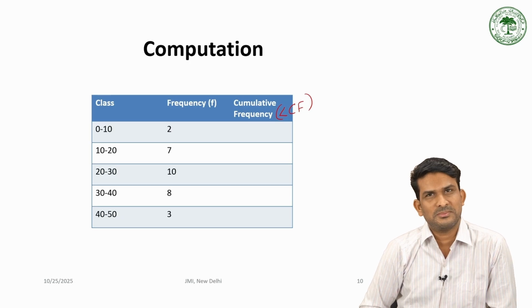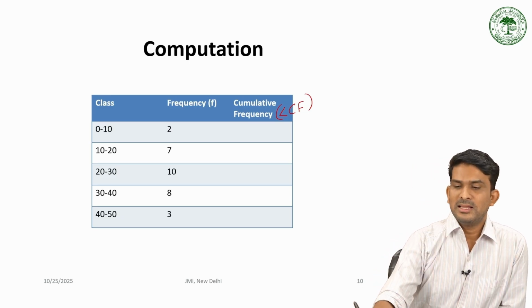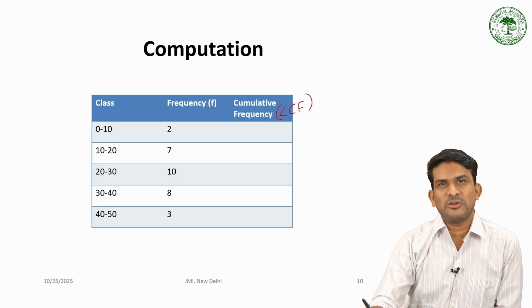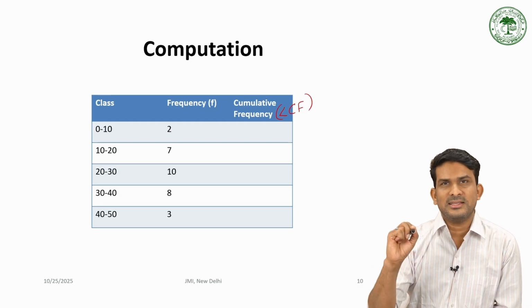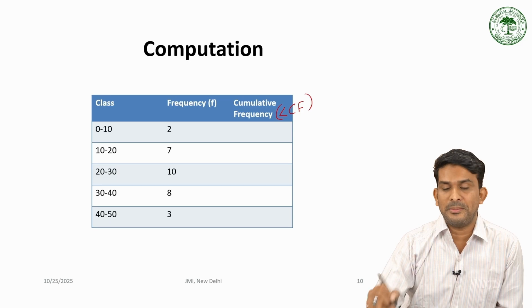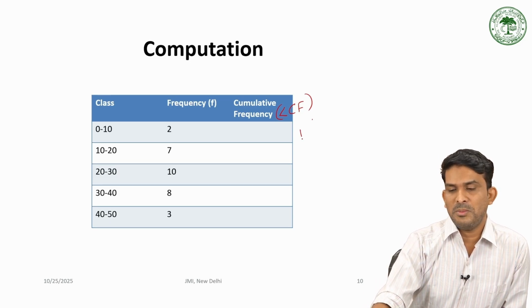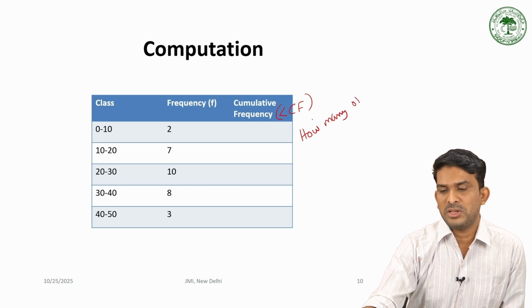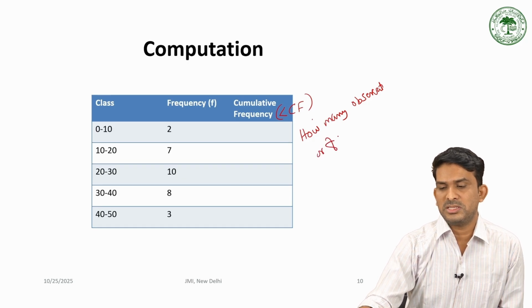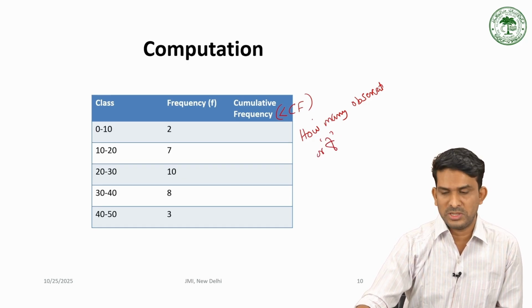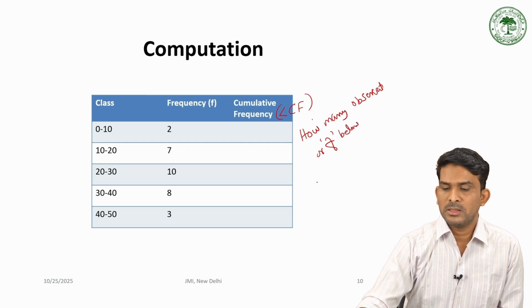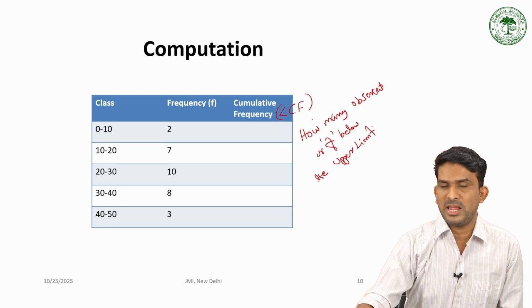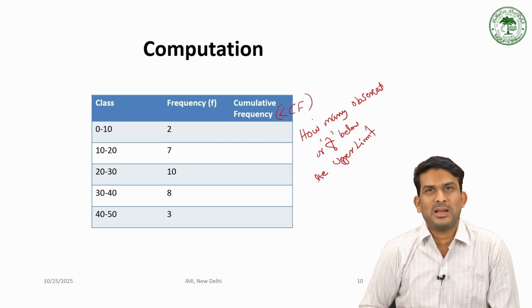Less than cumulative frequency is actually how many observations are there less than the specific class upper limit. How many observations or how much frequency is below the upper class limit. You have upper limit in every class. Am I right?